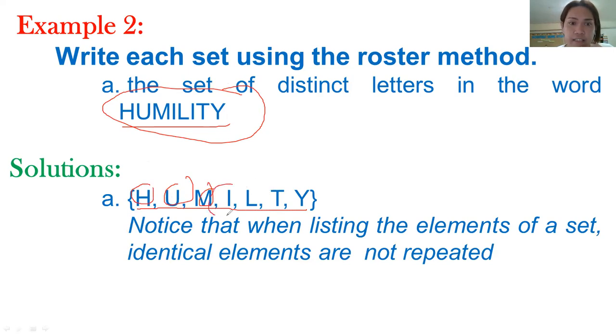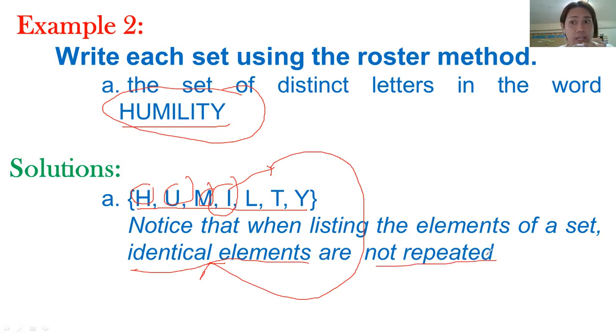Humility has the letter I repeated twice. Identical means it is not repeated. So since I repeats twice, in naming the elements of the set using the roster method, we just take the repeated letter once. Since we are looking for distinct letters, be careful with the instruction before using the roster method.